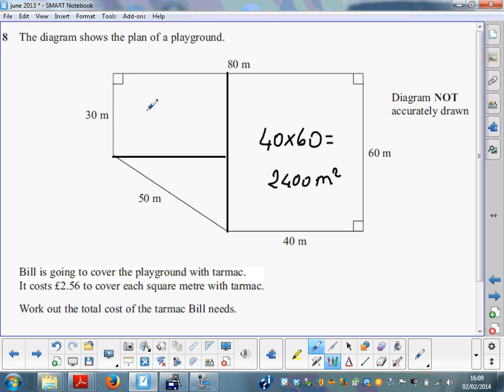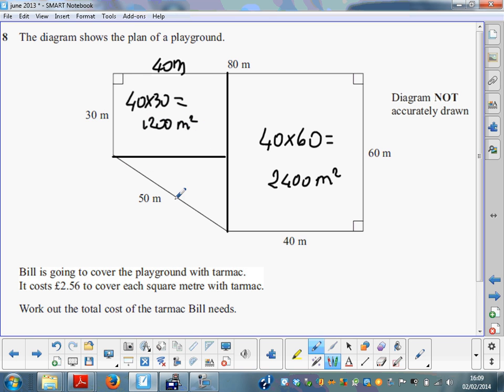Now for this one I need either, if that's the length, that's the width, and if that's 30, and the whole thing is 80 right here. If that's 80 and that's 40, obviously it's gonna be 40. So length times width is 40 times 30 or 30 times 40, it doesn't matter. So here we go. 4 times 3 is 12 and 2 zeros, so square meters.